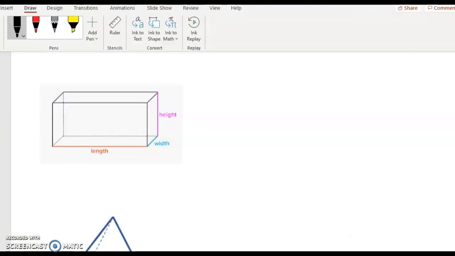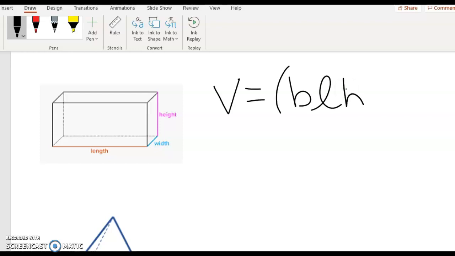So this first shape that we see right here on the screen is a rectangular prism. You notice that it says the length, the height, and the width. We need all of that for our formula, so that's why it's labeled that way. Our formula to find the volume of a rectangular prism is volume equals base times length times height. Now notice that I put my L as a curly, cursive L. I personally do that because when I write a normal L, it looks like a 1 to me, and I don't want it to be confusing if it looks that way to you as well.